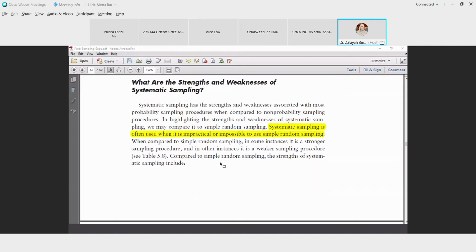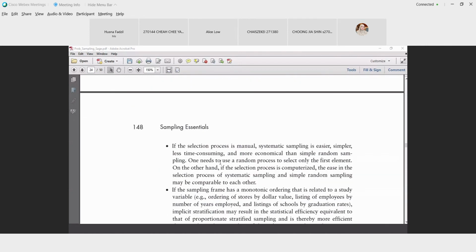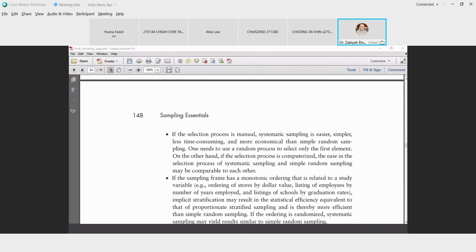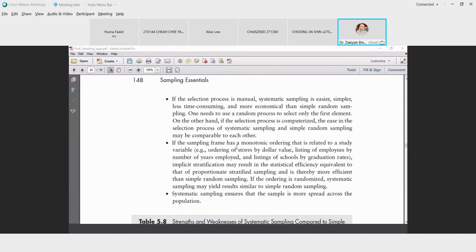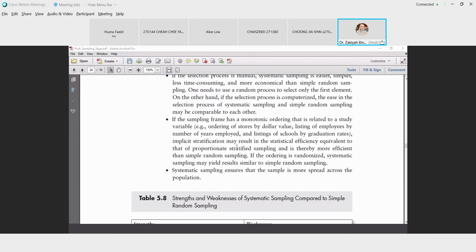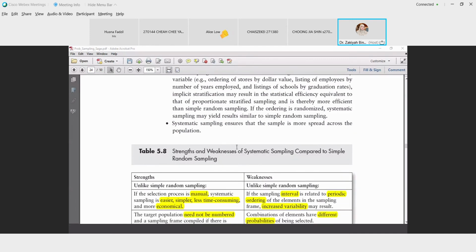Let's go through the strengths and weaknesses. Is this working fine? I'm scrolling. It's moving? No lagging? You can hear me clearly as well? Okay, good, thanks. Now, table 5.8.